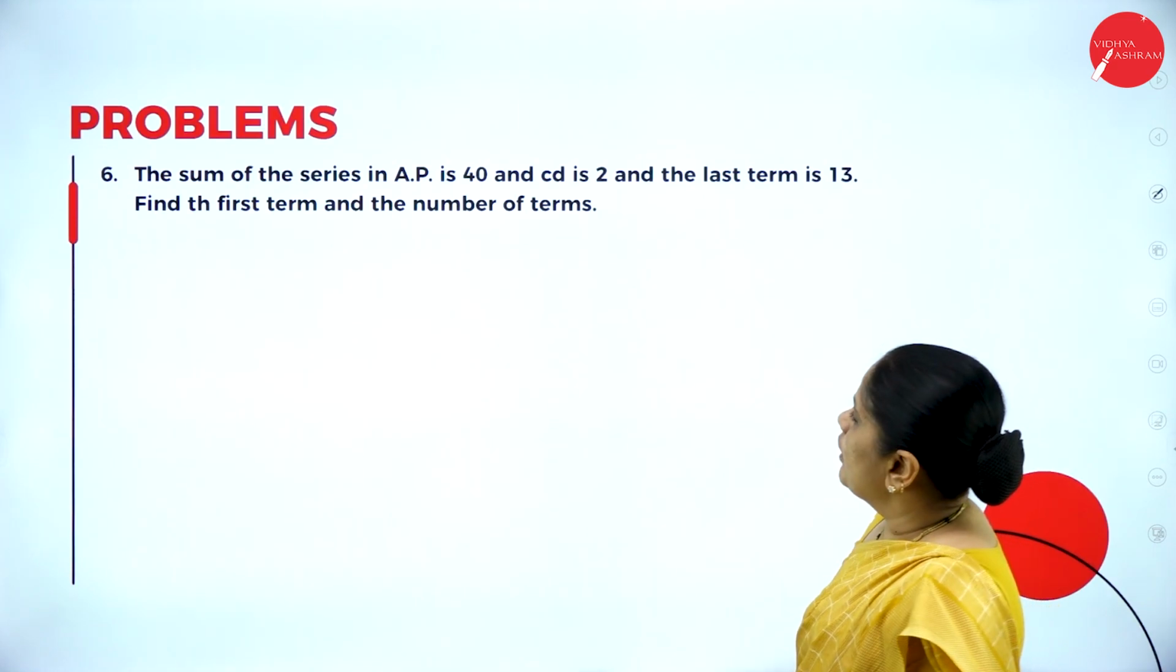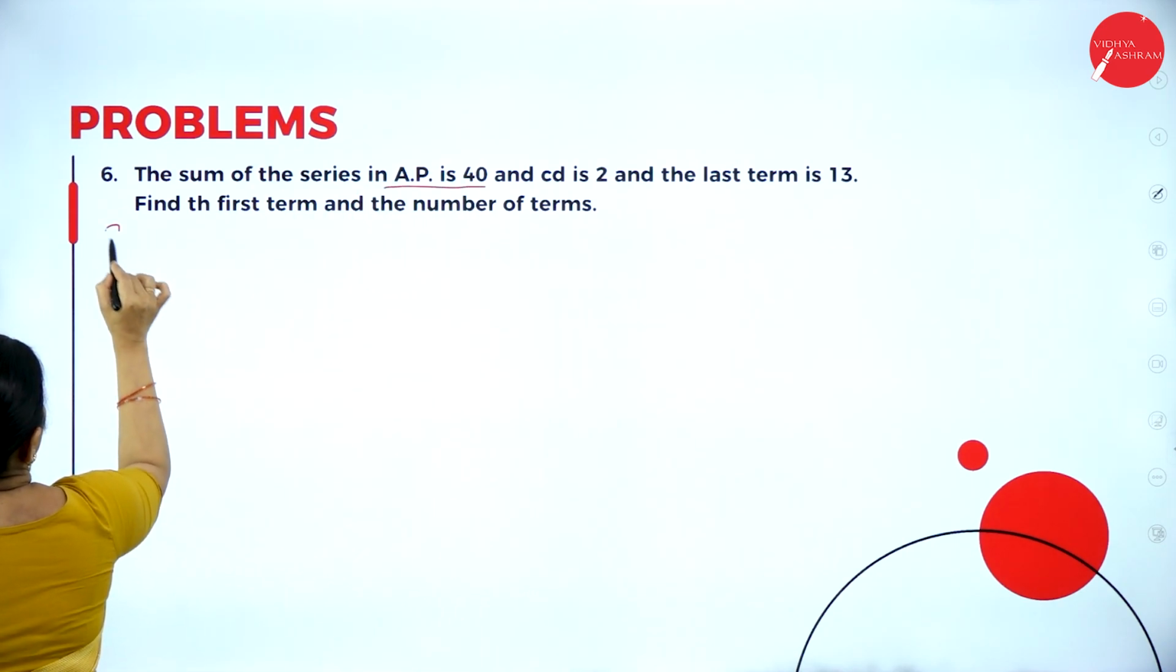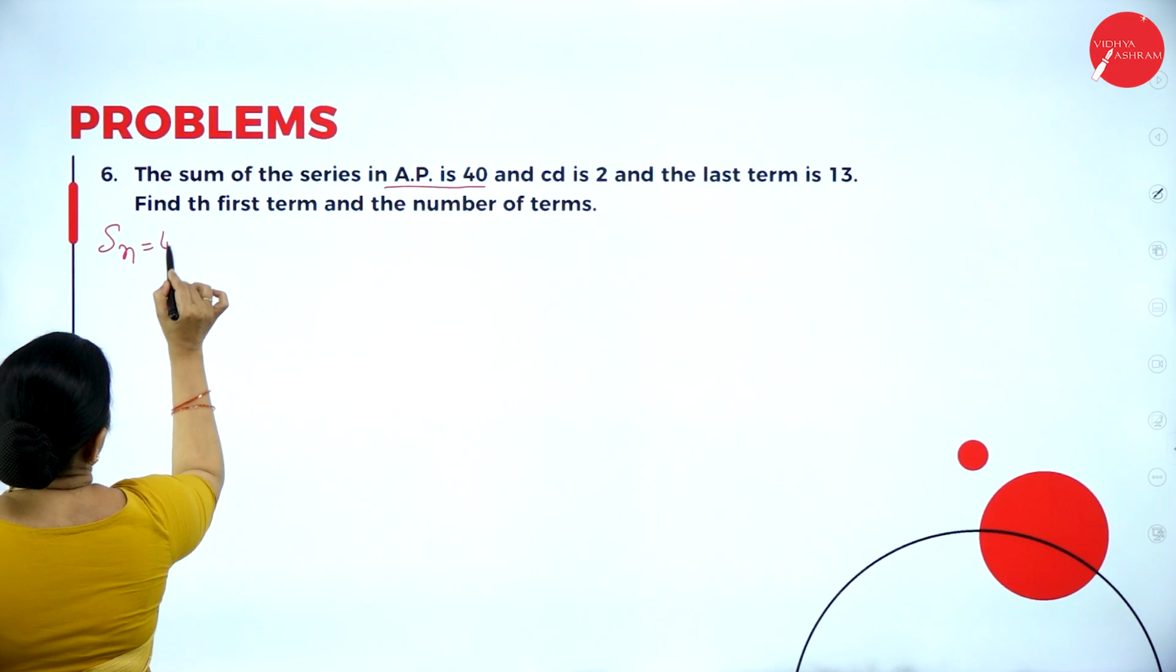So we have the next problem here. What is given here? The sum of the series is 40. Sn equals 40.